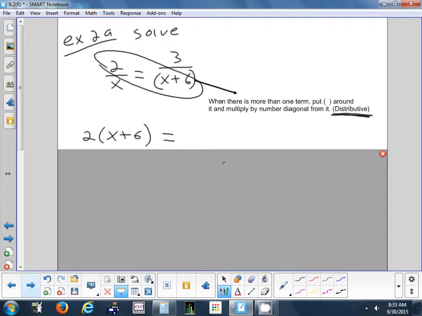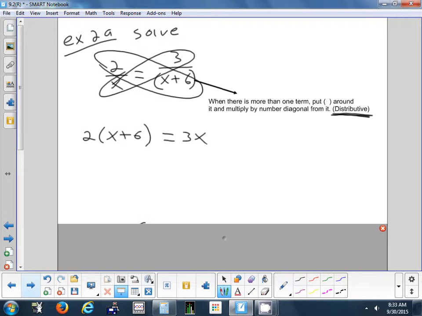Equals. Sam, can you tell me what are the other 2 things I multiply? Yep. X and 3. And you get 3x. Okay, once you do that, now we've got a pretty basic equation. We've solved equations a lot harder than this.